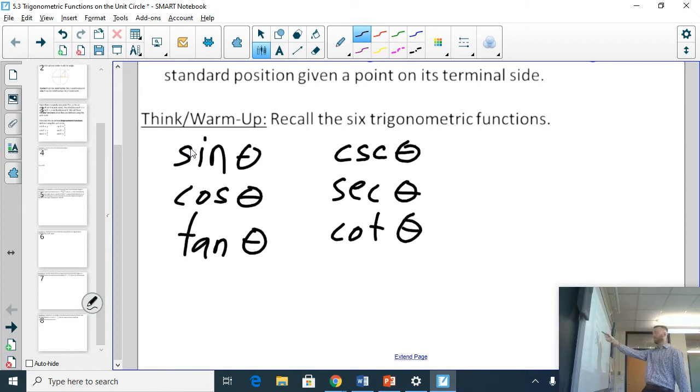Remember, the reciprocal of sine is cosecant, the reciprocal of cosine is secant, which is a little messed up because they're backwards, but that's just how I remember it. I just remember that those two are kind of switched around.